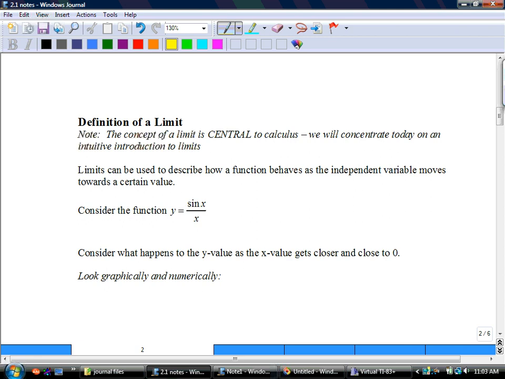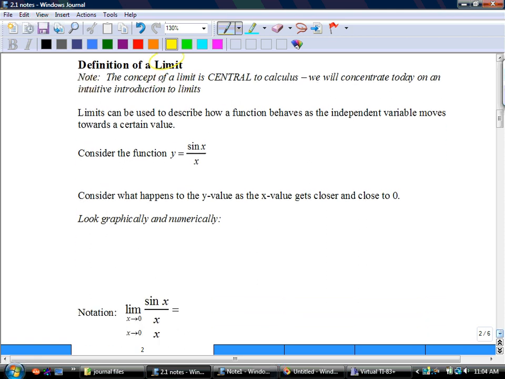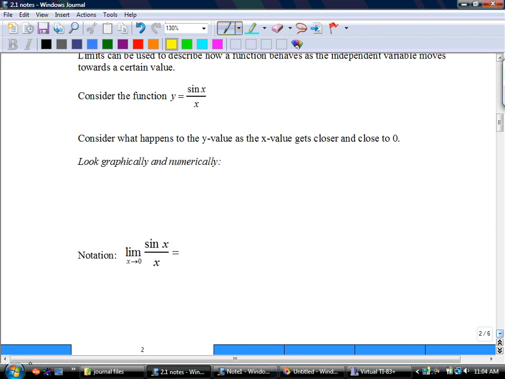That whole page was kind of an introduction about why we need to do what we do in mathematics. The next pile of pages, we go completely away from those ideas, and all we do is talk about what a limit is. A limit is an important term in this course, or at least for the first little while. Limits can be used to describe how a function behaves as the independent variable moves towards a certain value. So what I would like you to do is figure out what the function sine x over x is doing as it gets close to 0.